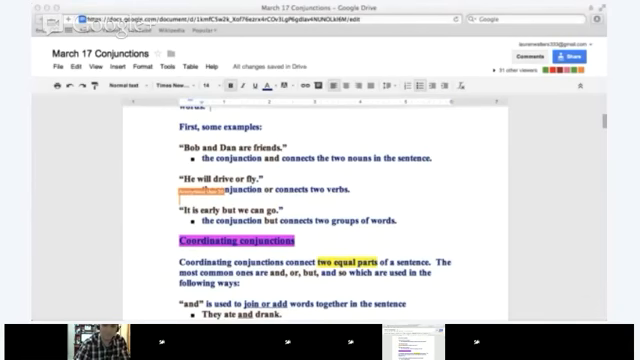He will drive or fly. The conjunction or connects two verbs. It is early, but we can go. The conjunction but connects two groups of words.